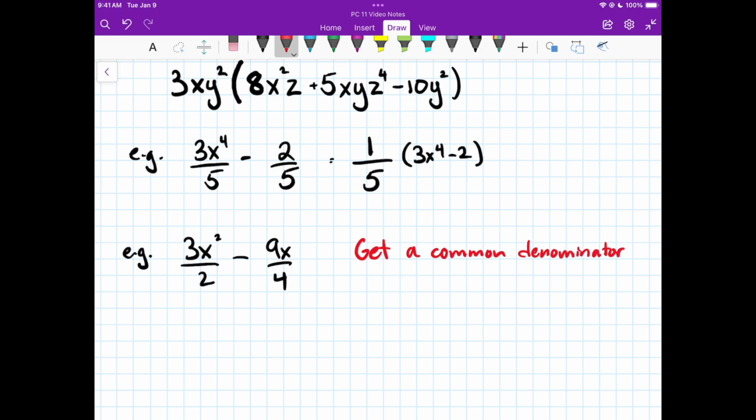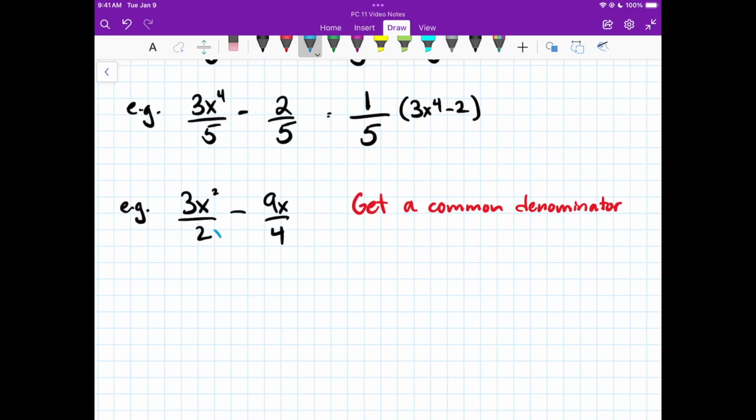If you look at the 2 and the 4, your common denominator is just going to be 4. So we want to multiply that first fraction by 2 so we can make those denominators match up. That's going to get me 6x squared over 4 minus 9x over 4, which puts us in the same spot the last question was, where we now have a common denominator. But there's a little bit more we can do up top on this one.